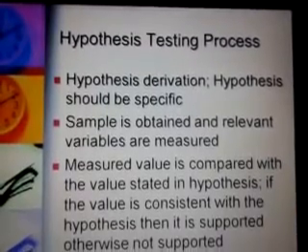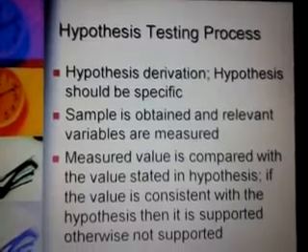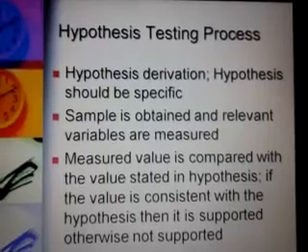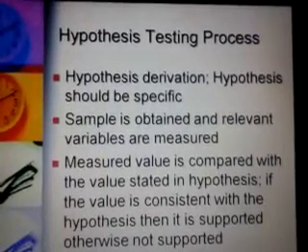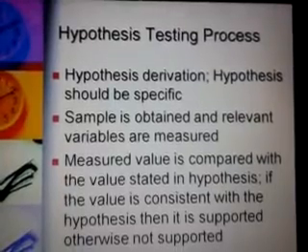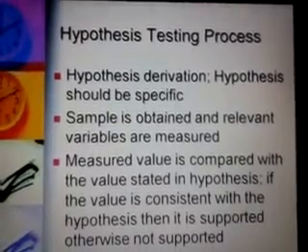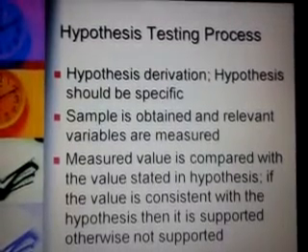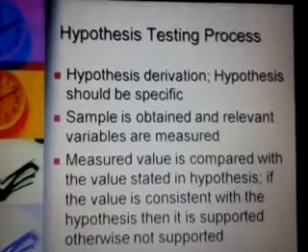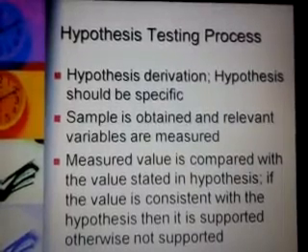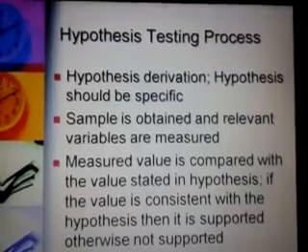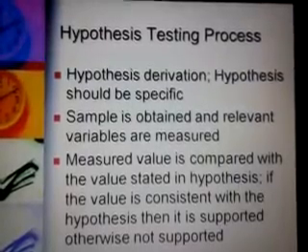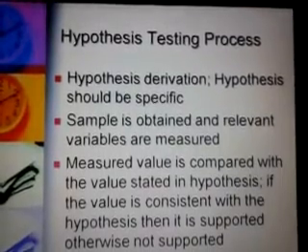Then the second step is that a sample is obtained and relevant variables are measured. After derivation of the hypothesis, a sample from the population is obtained and then the relevant variables are measured. If we take the example of salary and education level, we take a sample and calculate the mean salary of those individuals who are qualified up to 10th, and the mean salary of those individuals who are educated up to 10 plus 2. So these variables are measured.